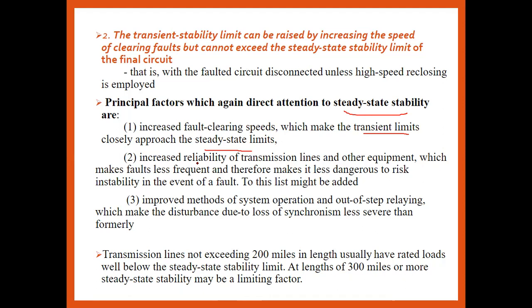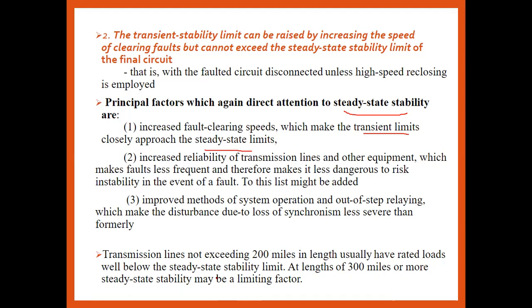Okay, so in terms of the transmission that we all know, above the 200 kilometer transmission line is generally having the rated load below the steady state stability limit. At a length of 300 miles or more, the steady state limit becomes the limiting factor. The stable steady state limit should be there, and at a length of 300 and more, there are some limitations on the steady state stability limit above 300 kilometers of the transmission line.